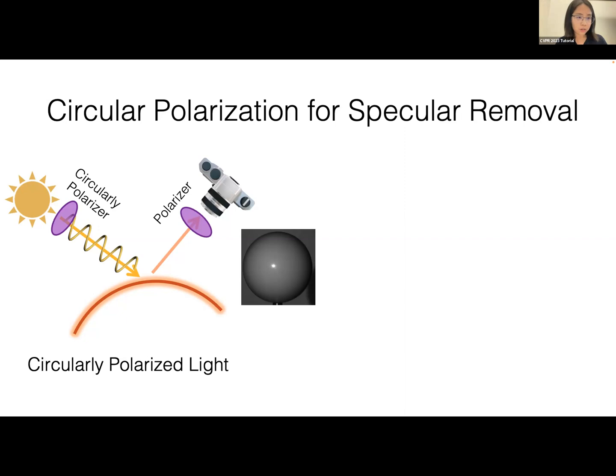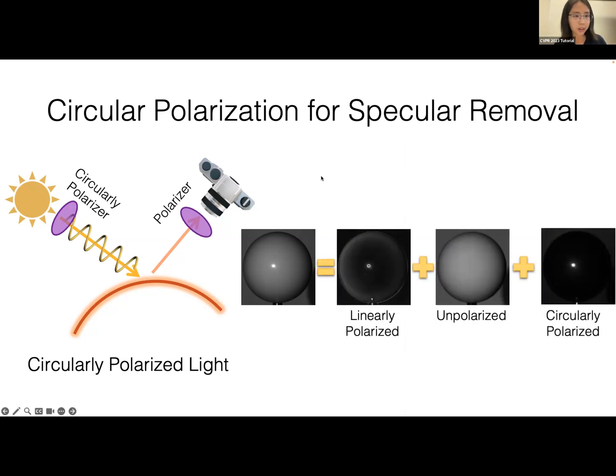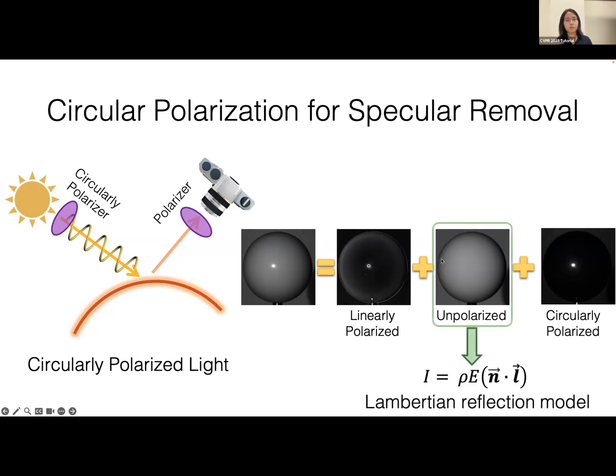Basically, how it works is by using a circularly polarized light source and a camera with a retarder that can measure the full Stokes polarization state. We can do a decomposition on the captured image where we separate out the circularly polarized component, the linearly polarized component, as well as the unpolarized component. And the unpolarized component is the perfect diffuse image that has this relationship between the intensity and the lighting direction, which is good for photometric stereo.